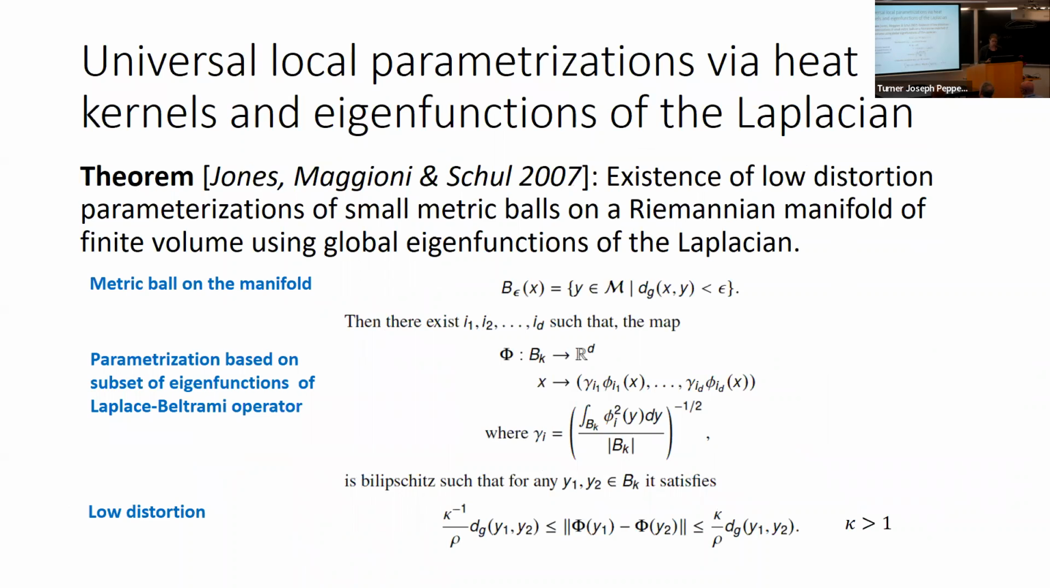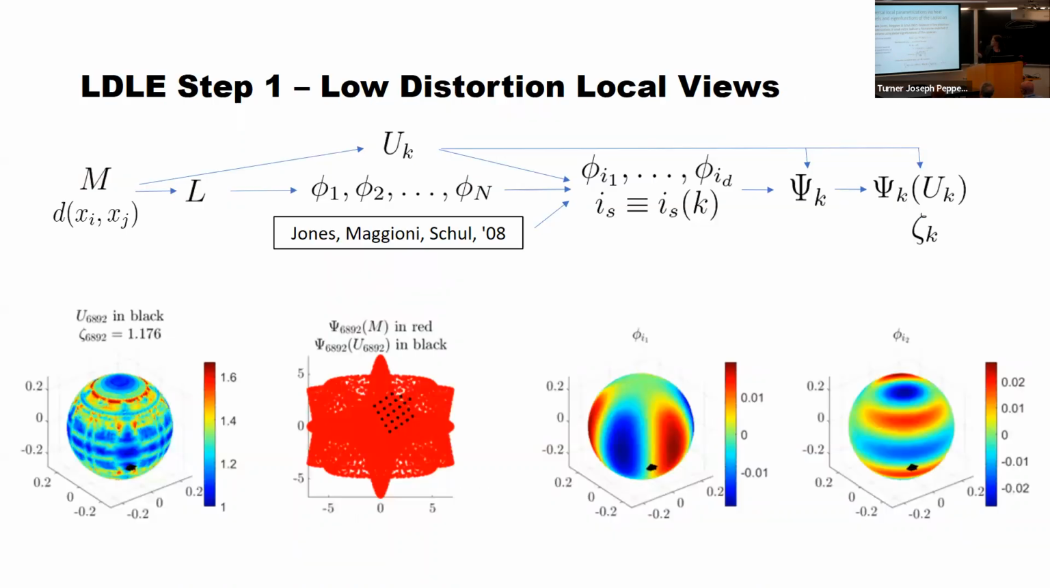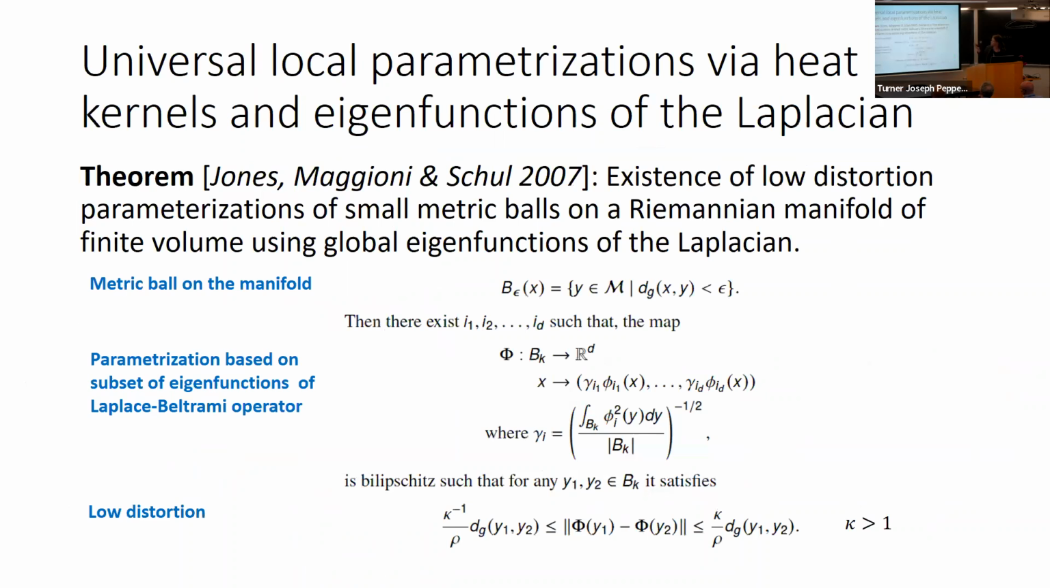How do we do this? This builds on, again, a theorem with the year change. Apparently this was 2008, but this is 2007. I think one is an archive paper, one is a PNAS paper. The theorem was that we have the existence of low distortion parameterizations of small metric balls on a Riemannian manifold using the global eigenfunctions of the Laplacian.